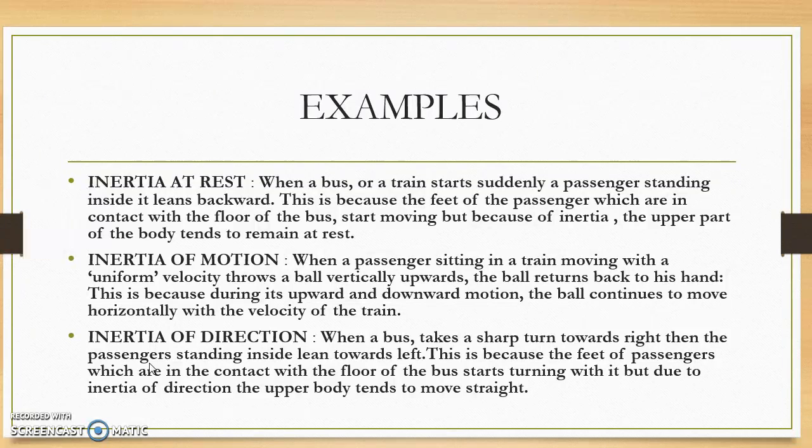Next, we will see what is meant by inertia of direction. When a bus takes a sharp turn towards right, then the passengers standing inside lean towards left. This is because the feet of passengers, which are in contact with the floor of the bus, start turning with it, but due to inertia of direction, the upper body tends to move straight. So these were the examples of inertia of rest, motion, and direction.